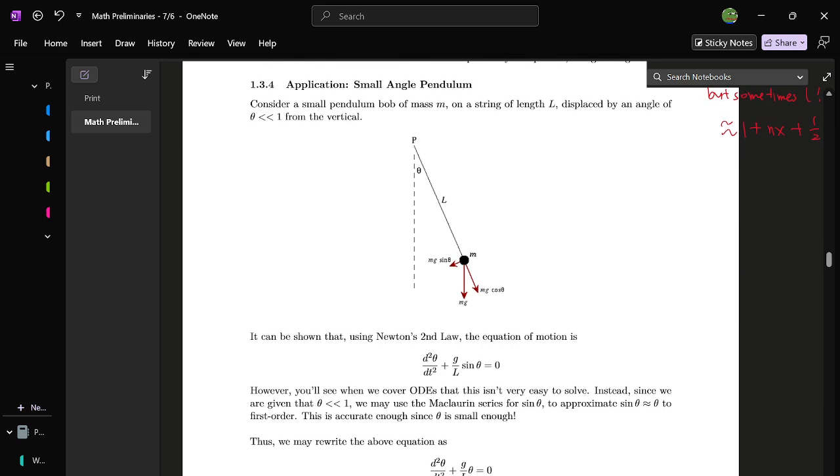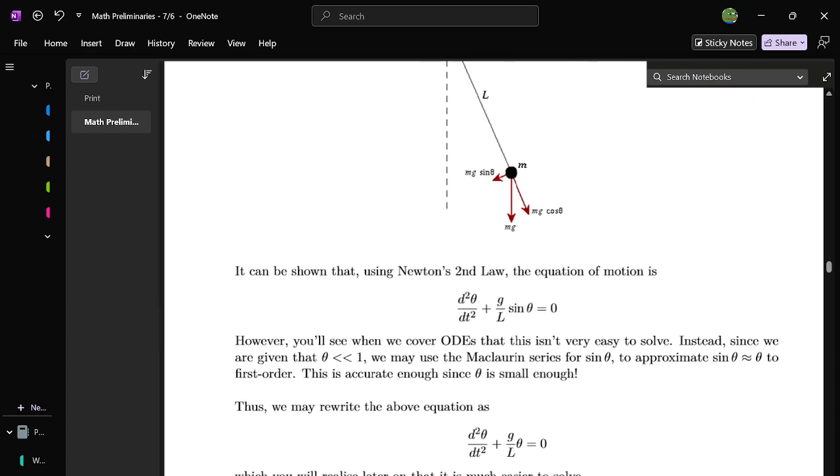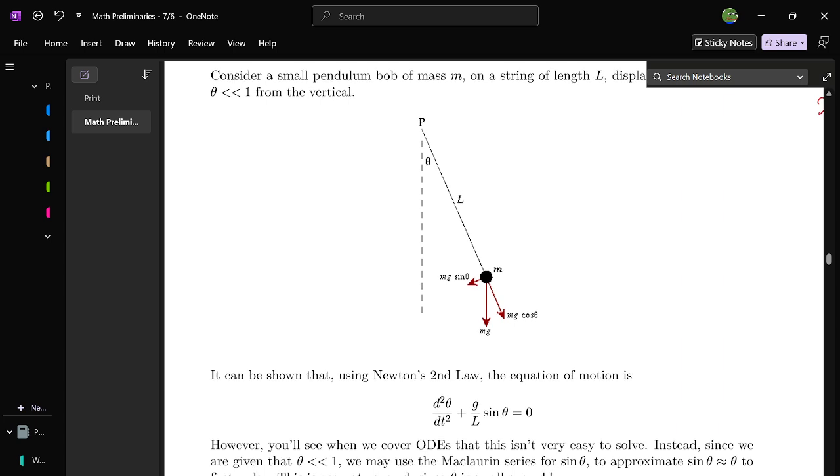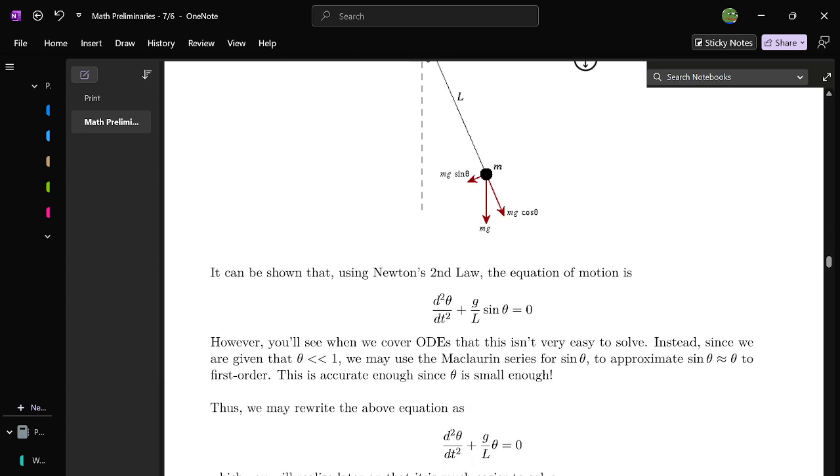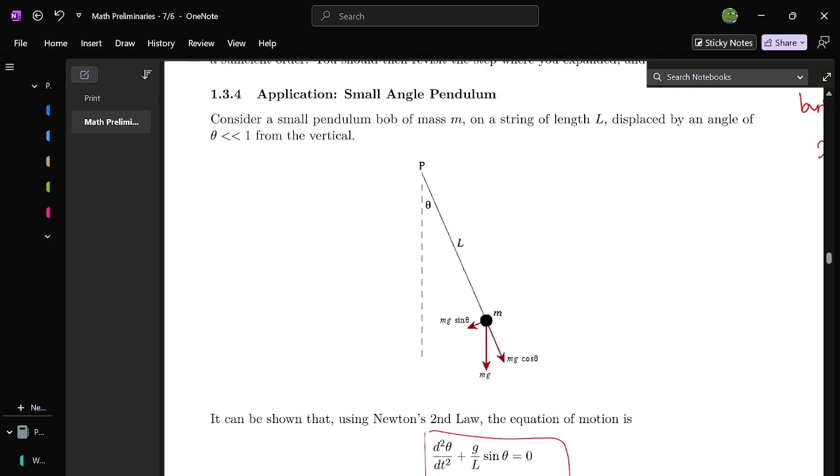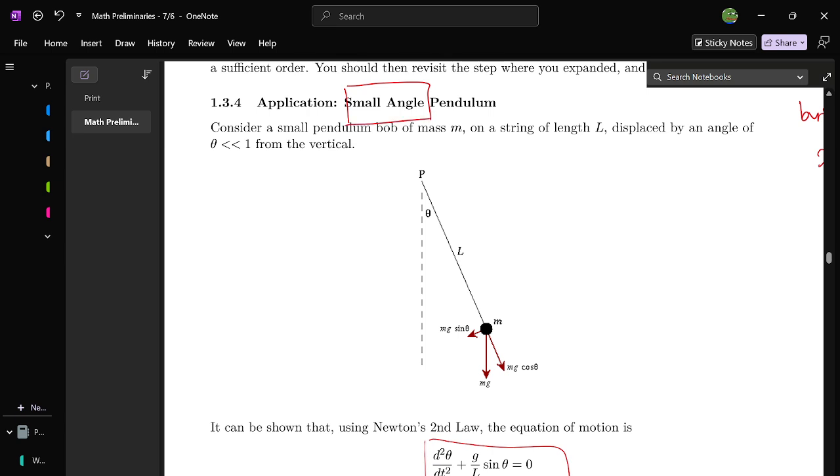So the most common application you see of this is a small angle pendulum. You can show using Newton's second law that the equation of motion is this. Now, this will be gone through later on in oscillations, but you can just take this at face value first. You see also later on in this handout that a differential equation like this is very, very hard to solve. But the good news is that we are dealing with a small angle pendulum. So theta is always very, very small.